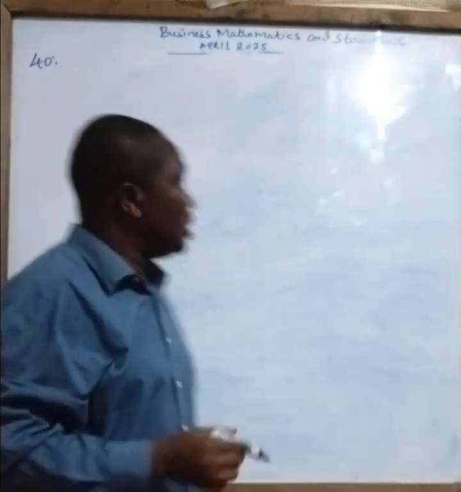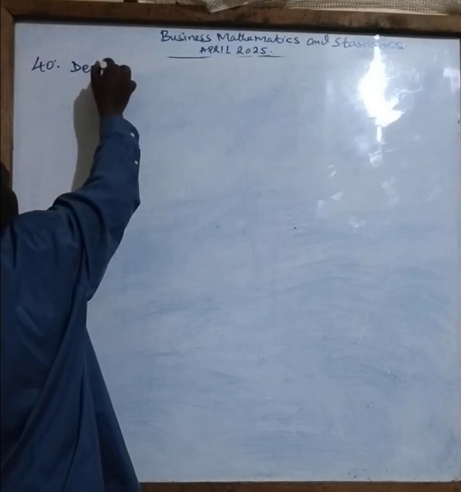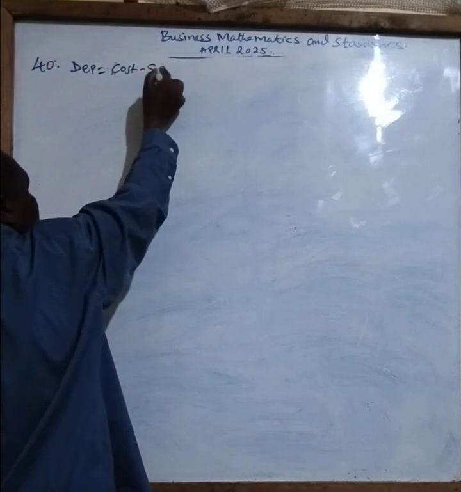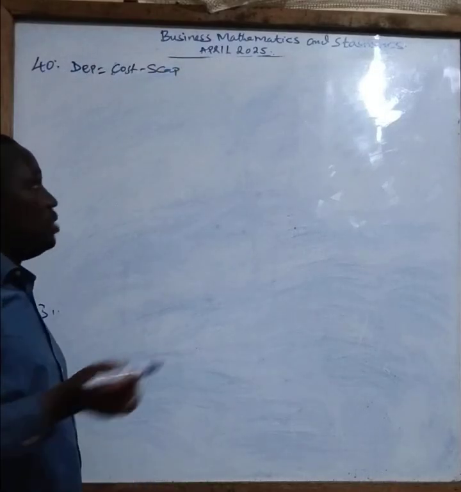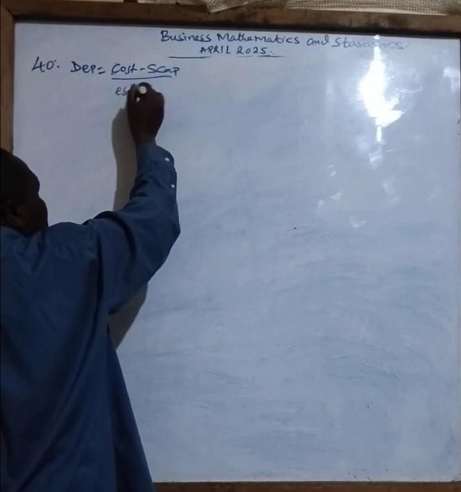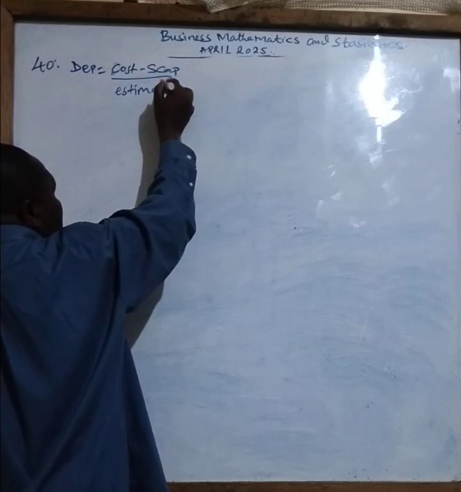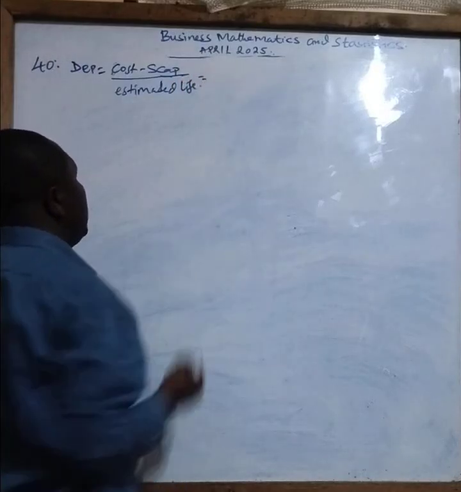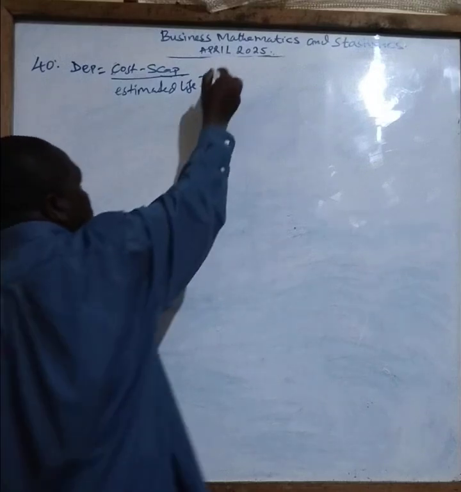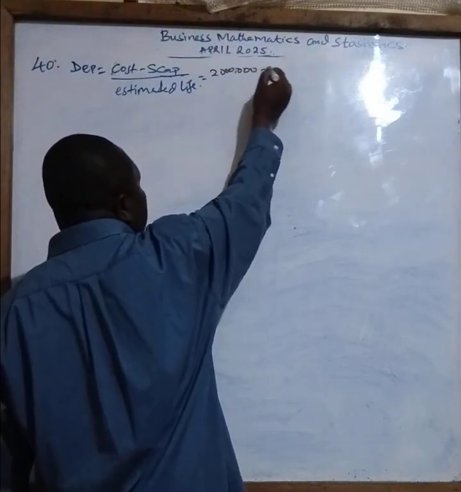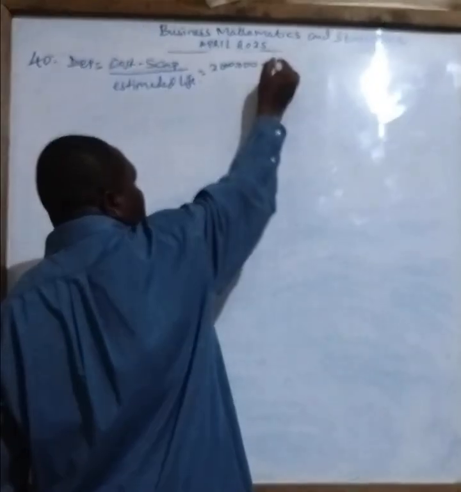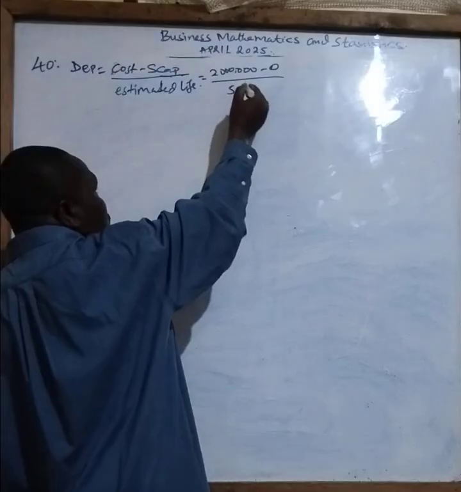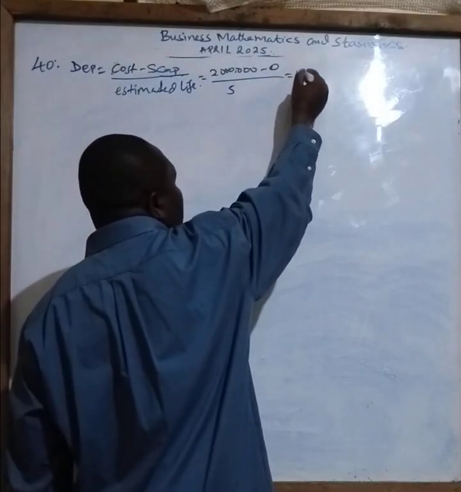So how do you calculate depreciation, class? We normally say depreciation in this case is calculated by cost minus scrap. Scrap in this case can be salvage value, divided by the estimated useful life. So in this case, you have already been given the cost. So the cost is 2 million. But we have not been given the salvage value. So you can put it 0, divide by estimated useful life. We have been told it is 5.